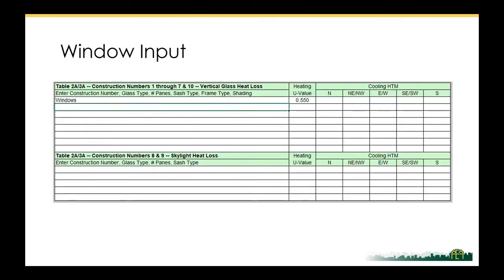We start out with our windows. Again, we just put our windows in. It has a heating U value of 0.55. The cooling HTM is for the cooling load, and you look that up in a table, and it kind of gives you the sensible heat gains for the cooling load. It does not take that into consideration for the heating load.